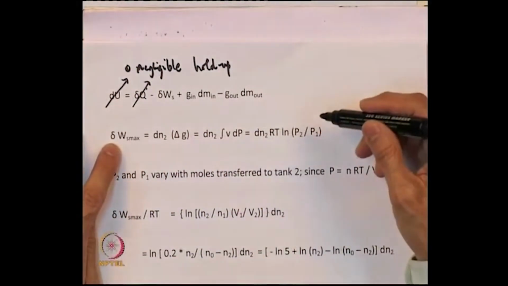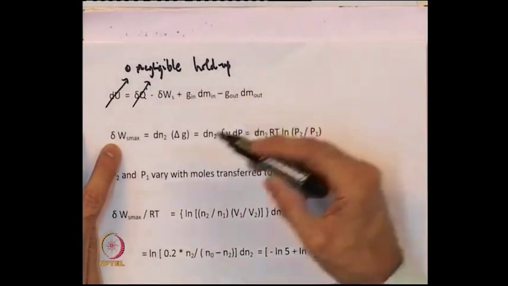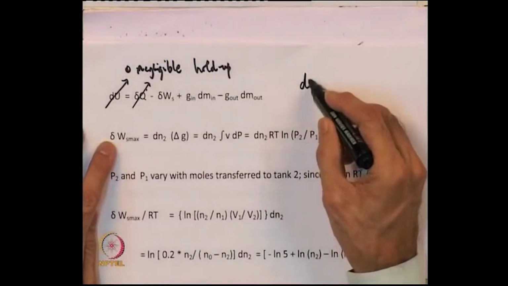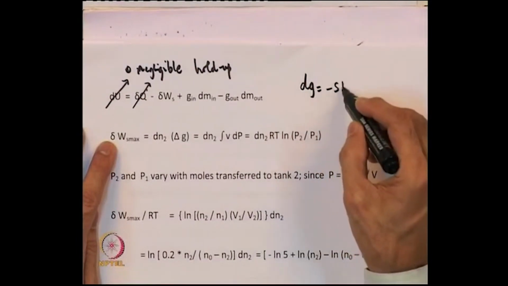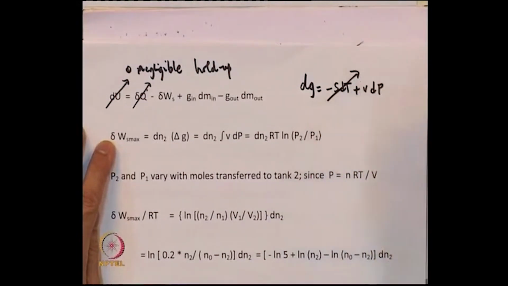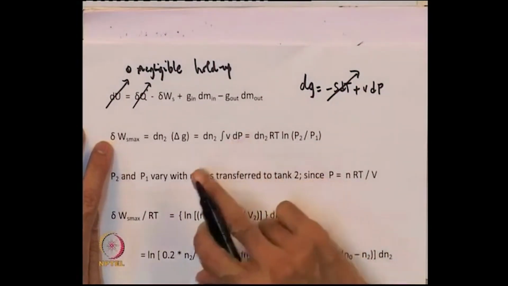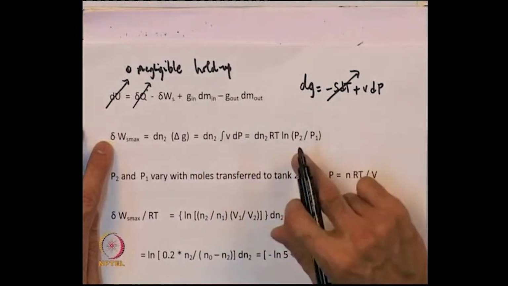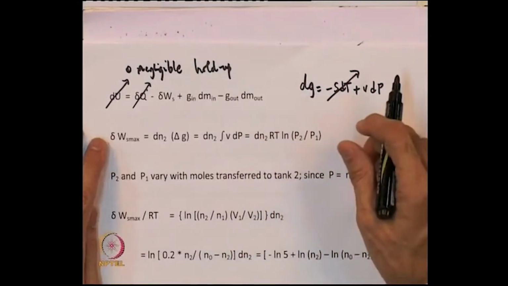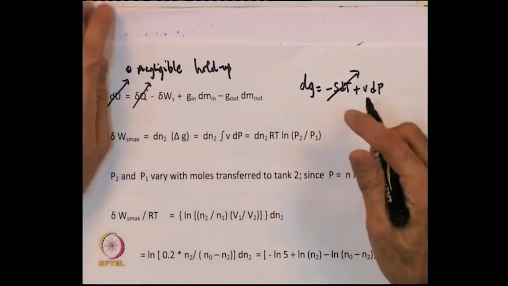So, this gives you the maximum work, and the maximum work is given by dN2, we are working in moles instead of mass, into delta G being G out minus G in. But you know that dG is equal to minus S dT plus V dP. Since the temperature is constant, the S dT term is 0, you have V dP. So, the integral of V dP from inlet conditions to outlet conditions, that is it goes from 1 to 2, gives you dN2 into RT log of P2 by P1 for an ideal gas. V is RT by P.